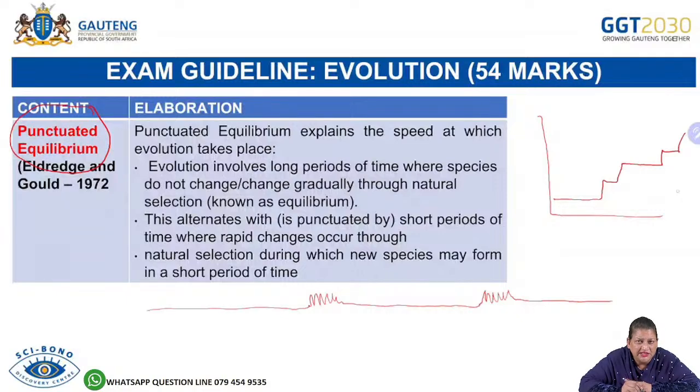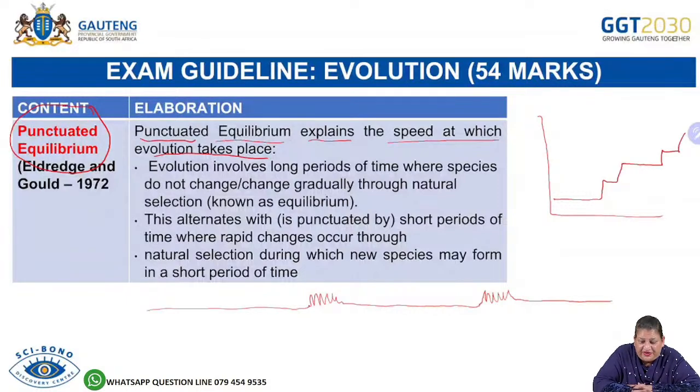Who are the two scientists? Niles Eldredge and Stephen Gould. Sometimes they can just say Eldredge and Gould. So let us see how to define it. Punctuated equilibrium. Punctuated means rapid changes, like something in between. Punctuated equilibrium means stationary, versus gradualism. Punctuated equilibrium explains the speed at which evolution takes place.